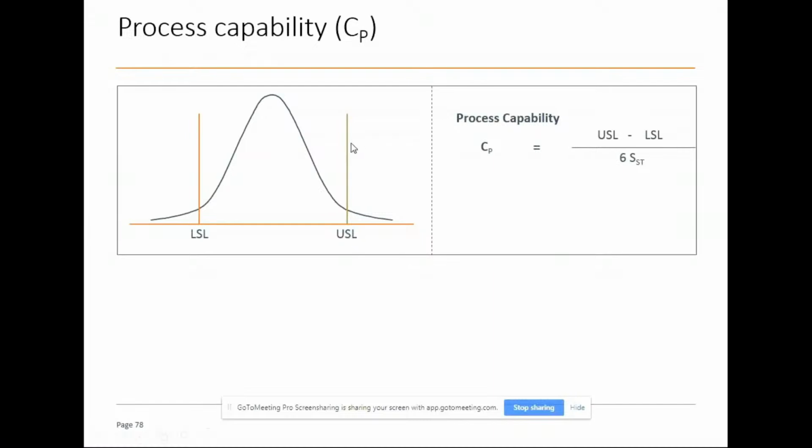So what we are trying to say is, when you take the difference between the upper and lower specification limit, if you try to fit 6 standard deviation here, what is the value that you get? This is what the formula is telling us, right? That's 6 times the standard deviation, right?